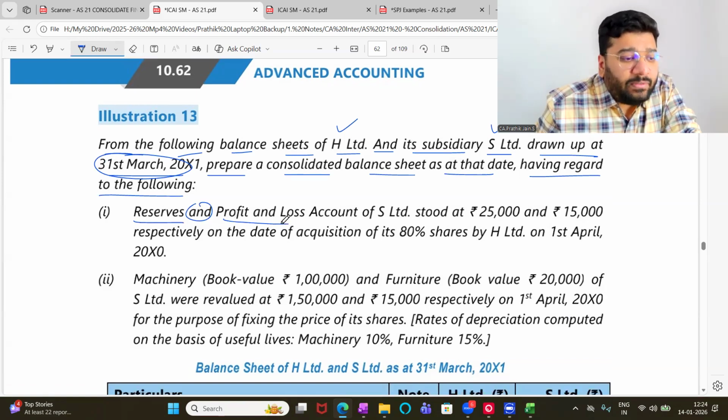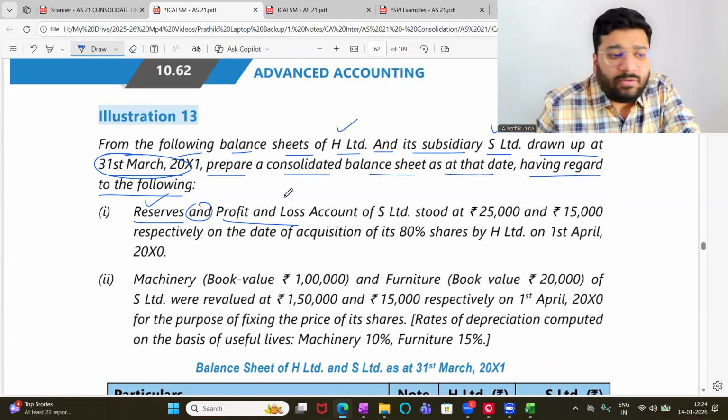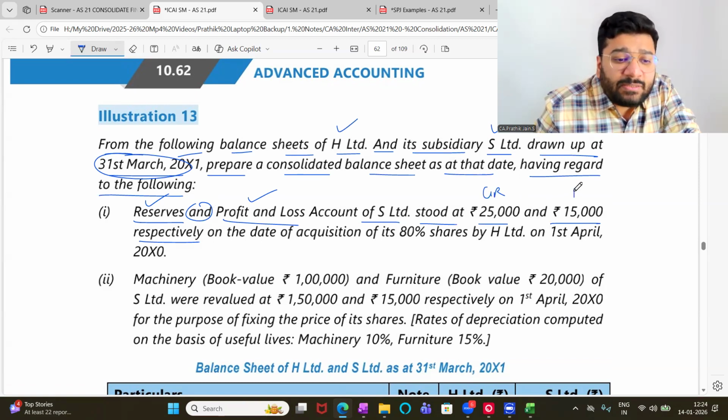Reserve and profit and loss: what does that mean? Reserve means general reserve, since nothing else is mentioned. And this is the profit and loss account balance. Reserve and profit and loss account of S Limited, the subsidiary, stood at 25,000 and 15,000 respectively. So 25,000 is general reserve and 15,000 is P&L.